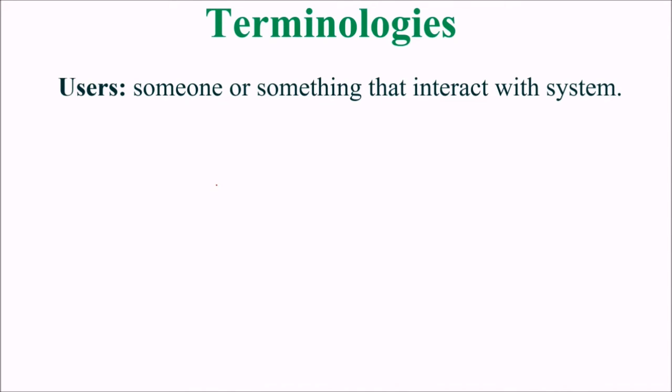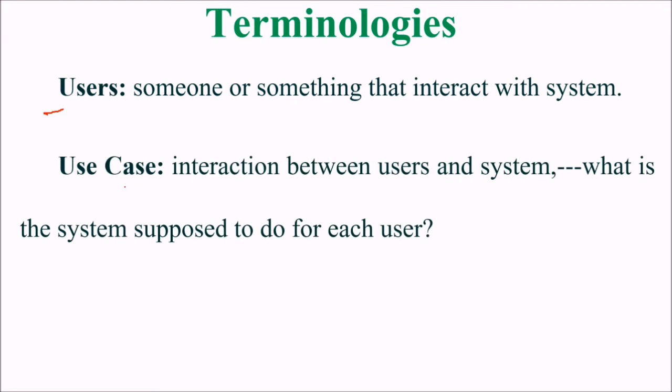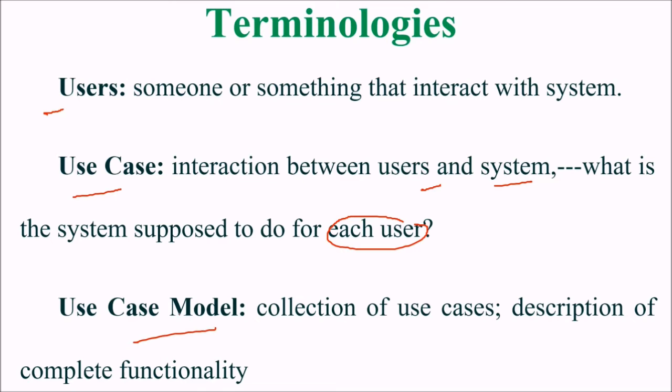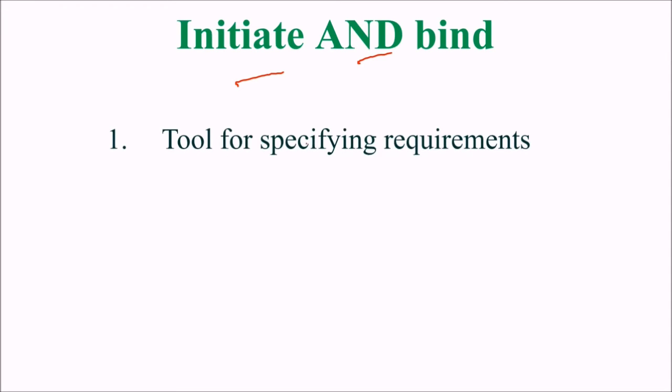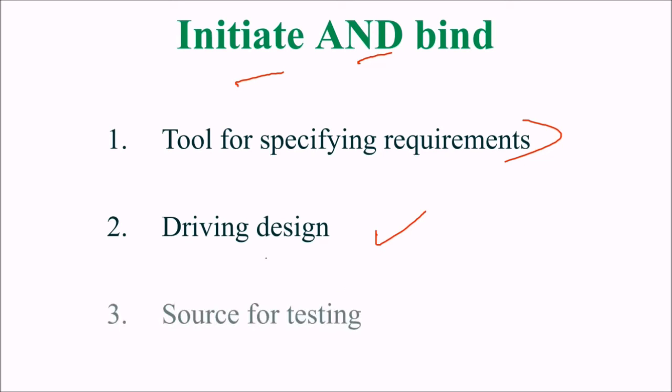Let us see certain terminologies in unified process. Users: someone or something that would interact with the system. Use case means interaction between the user and the system, that is, what the system is supposed to do for each user. And then the use case model is a collection of use cases, a description of the complete functionality. What do we mean by this? These are tools for specifying requirements, driving the design, and the source for testing.